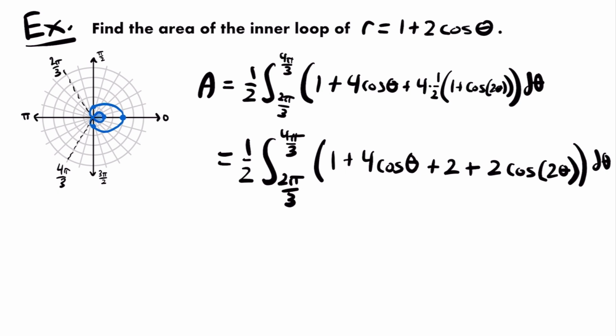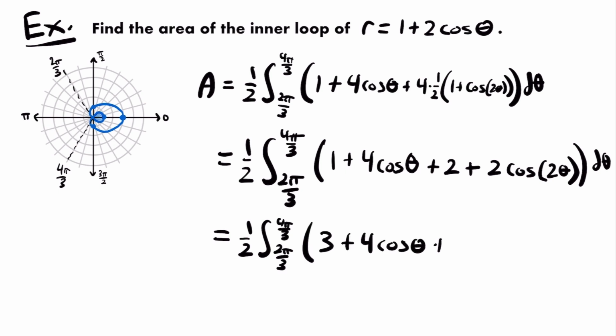All right, so now what we can do is combine our like terms. This is why I waited to split up the integral. We can actually add 1 and 2 to get 3. So this will be equal to 1/2 times the integral from 2 pi divided by 3 to 4 pi divided by 3 of 3 plus 4 times cosine theta plus 2 times cosine of 2 theta d theta. All right, so now at this point, it would be a good idea to split up this integral into 3 integrals, 1 for each of these terms. 3 and 4 times cosine theta are pretty easy to integrate, but 2 times cosine of 2 theta is going to involve u substitution. It's a pretty easy u substitution, but it will require more steps than integrating these 2 terms.